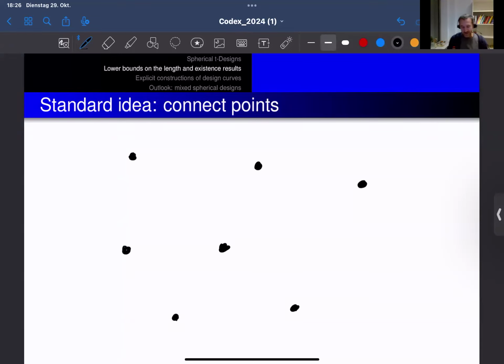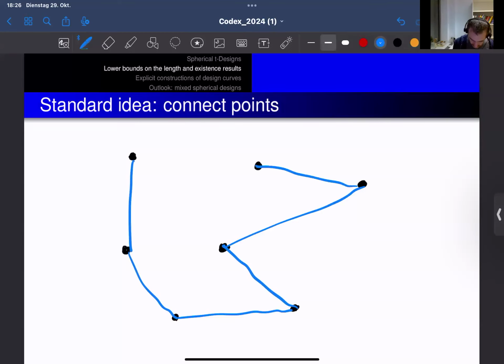So if these, let's say, are t-design points, maybe on the sphere, the first idea would be just to connect them by spherical arcs, and then hope for the best that this is then a t-design curve, if I had started with t-design points. Unfortunately, this usually does not work.